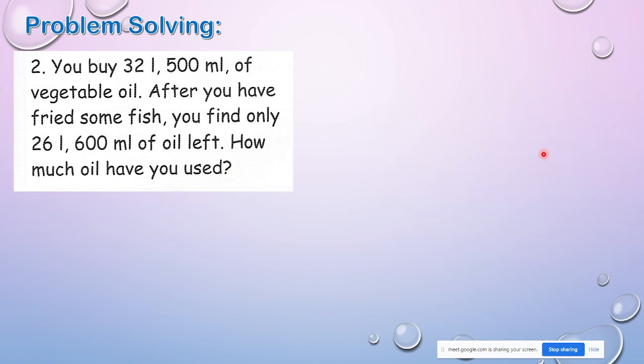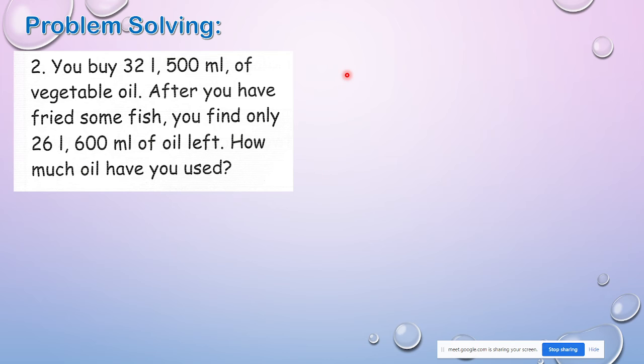Let us read. You buy 32 liters, 500 milliliters of vegetable oil. After you have fried some fish, you find only 26 liters, 600 milliliters of oil left. How much oil have you used? Okay, turn off your microphone.